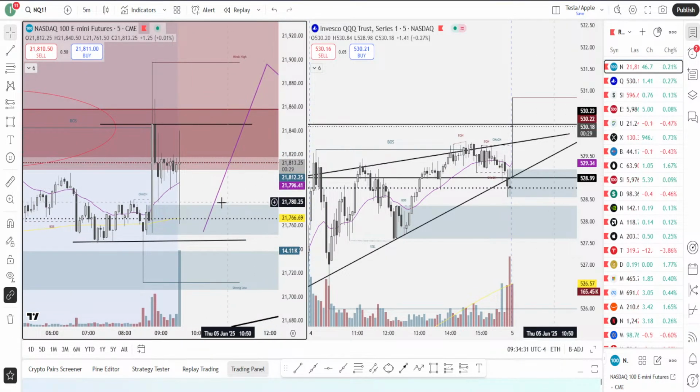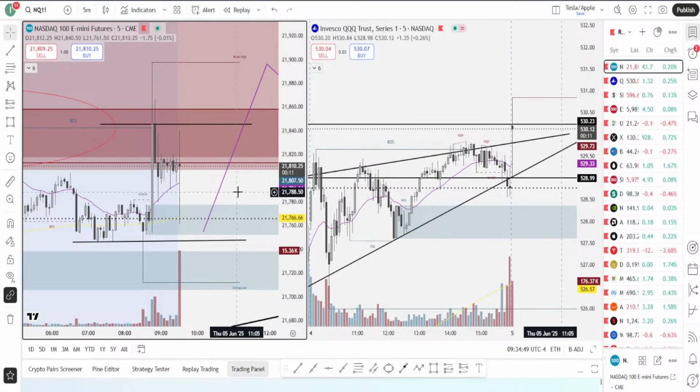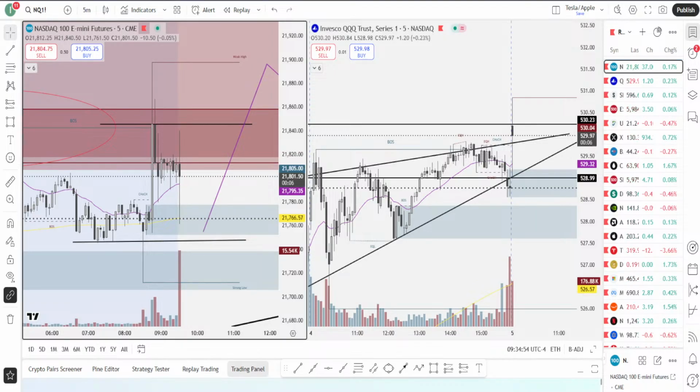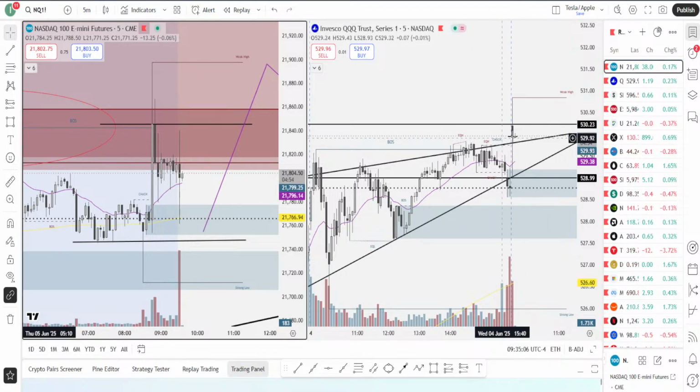All right, let's see now what market wants to do. Let's see if the buyers really got it like that. Let's see. You all ready? All right, cool. All right, we got a winner so far. Got that little gap fill.